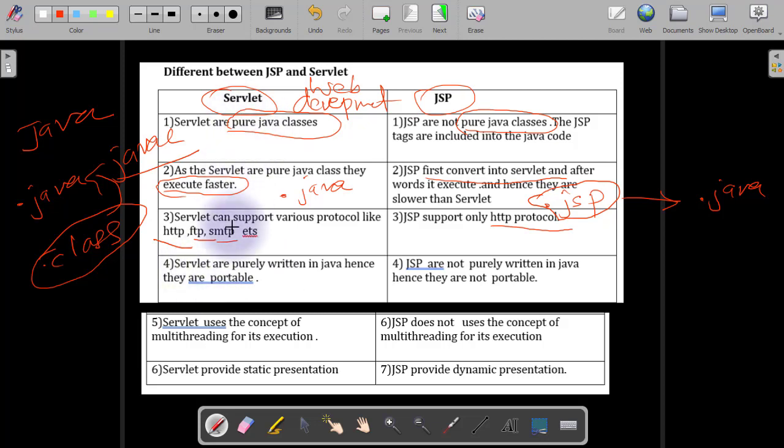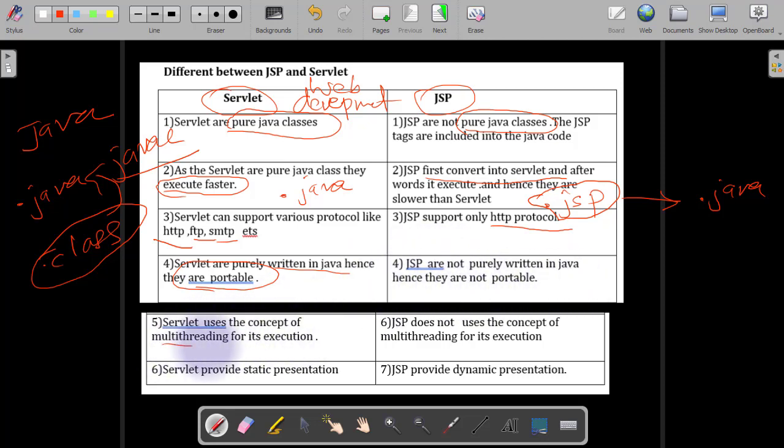Then the next advantage: since servlets are purely written in Java, there are no predefined tags, therefore they are portable. Servlets are portable. JSP are not portable. Why? Because they are not purely written in Java. JSP tags are also used in the JSP file. Therefore, they are not portable.